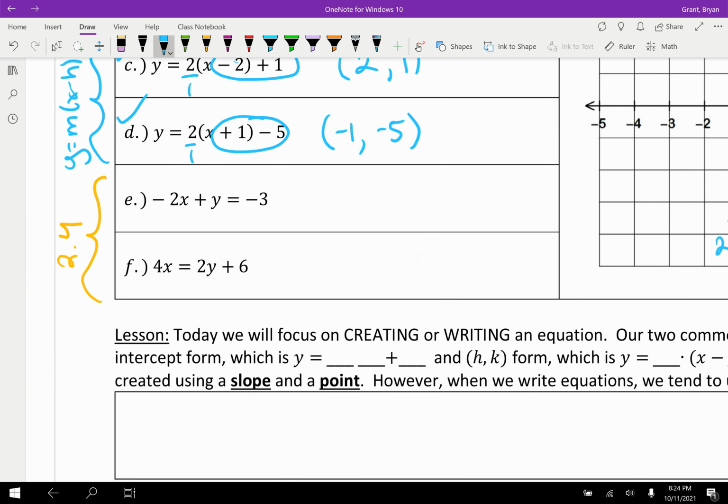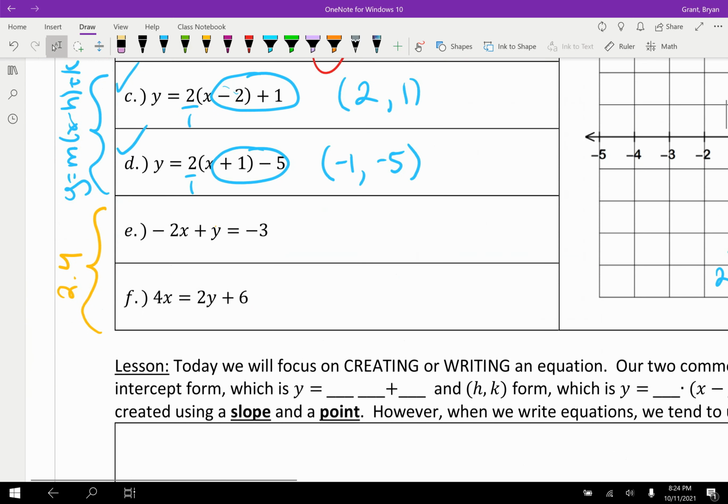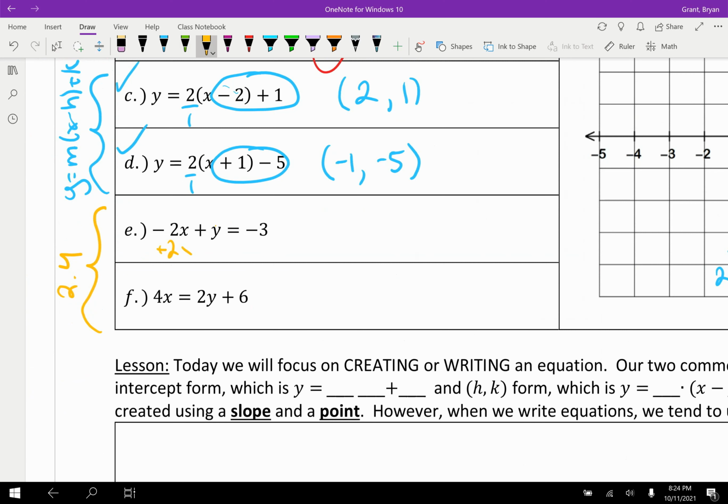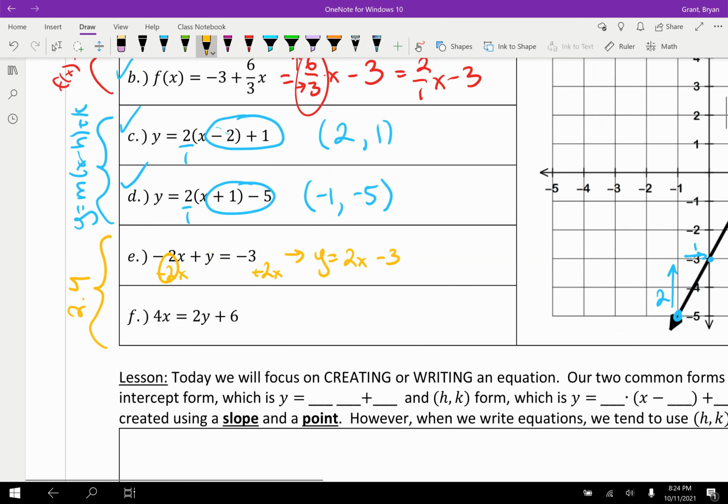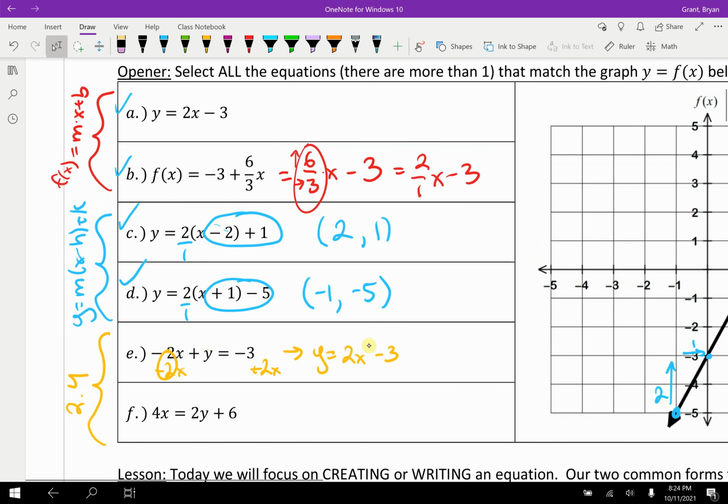E, to me, seems like it won't be too hard to isolate y to put it into slope-intercept form. So let's do that. All right, I'm just adding 2x to each side. You could either put the -3 first and then the 2x, or the 2x and then the -3. And because I'm going with mx plus b, I want to put the number multiplying by x first, and then the -3 at the end. Right? So if we look at this, I think this equation is exactly the same as part A, so certainly that one has to match.